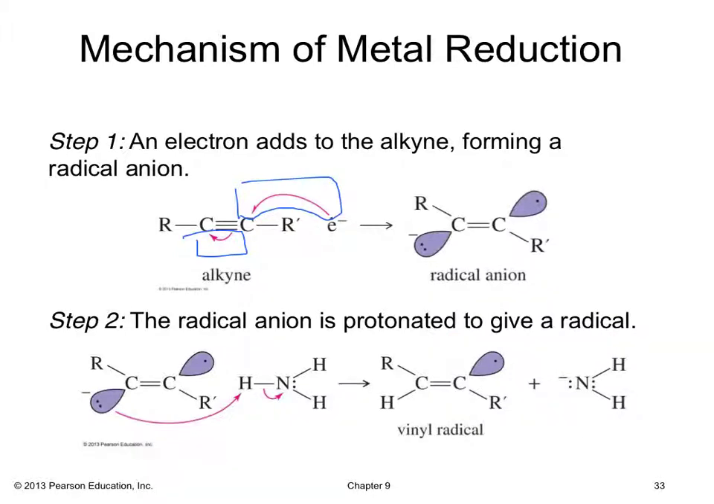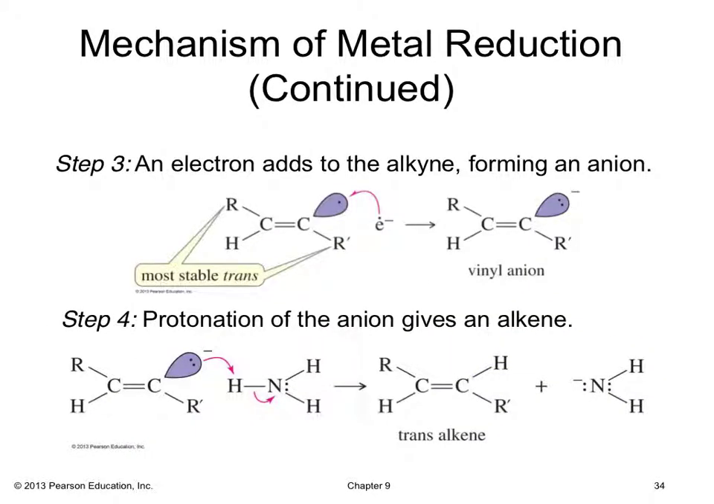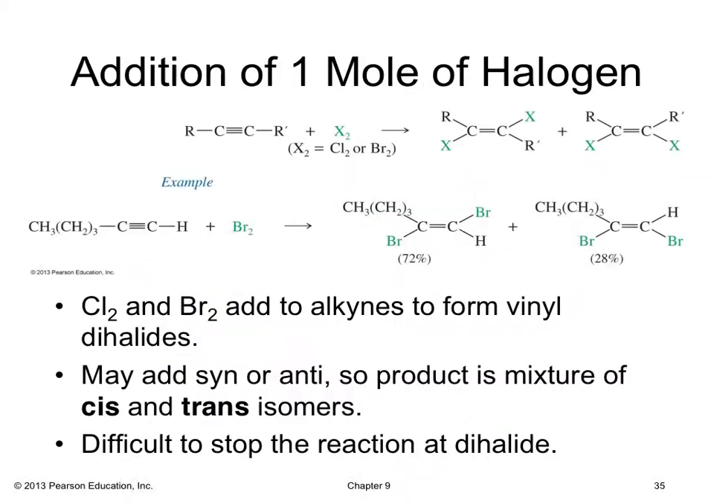And the next step is you're going to have another electron, so this is step 3, adds there. Again, it's a half arrow because we're looking at just a movement of a single electron. This will form the vinyl anion. Once you generate that vinyl anion, it'll pluck off a hydrogen from the ammonia, generating the trans alkene. So it's really important that we generate the trans alkene.